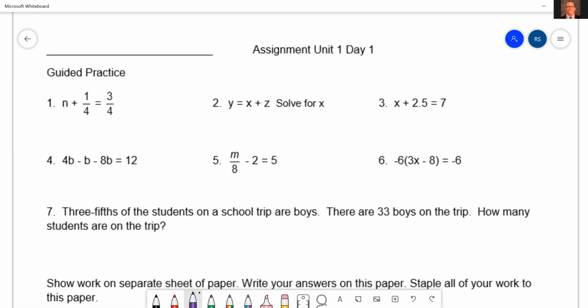Subtract 1/4 from both sides. So let's do that. It's going to give us n equals 3/4 minus 1/4. Well, I know 3 minus 1 is 2. I'm going to stick that over 4. One thing to always try to do is simplify fractions. 2/4 can simplify to 1/2. So that means my final answer is n equals 1/2.